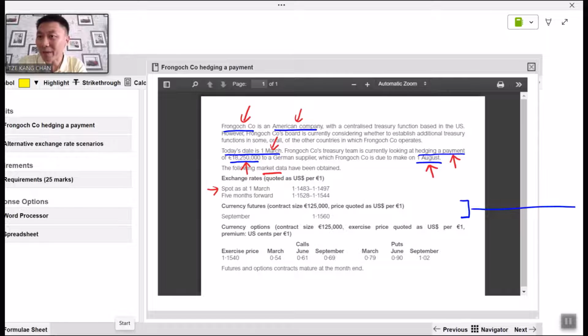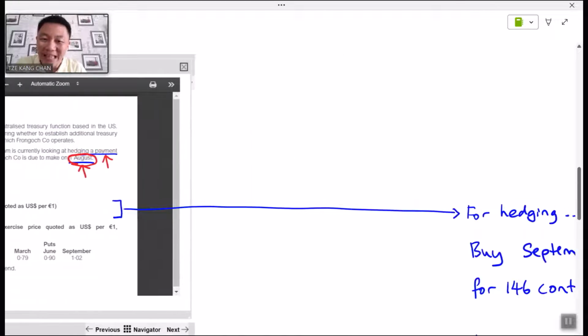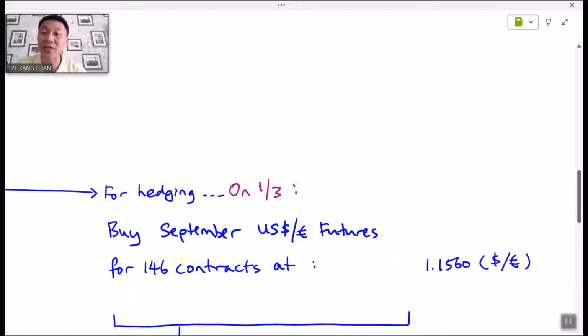To demonstrate the basis risk in this video, the focus is only on the currency futures, where only one currency futures contract, namely the September futures contract, is given. Due to the fact the transaction will take place on 1st August, we need a futures contract that still remains valid by then. So the September futures will be a good one to use, with the price trading on 1st March at $1.156 per euro.